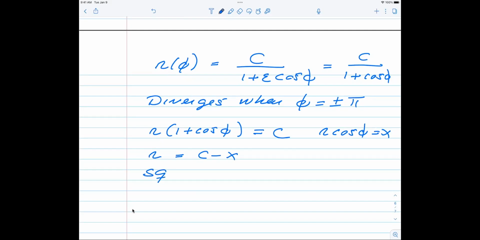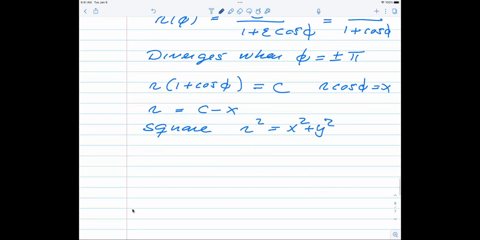And then we square the equations. We know that r squared is equal to x squared plus y squared. In this case, actually doing this exercise leads to a very simple equation. So what I get then is x squared plus y squared, which is equal to c squared minus 2 times c times x plus x squared. And we see now that the x squared terms, they disappear.